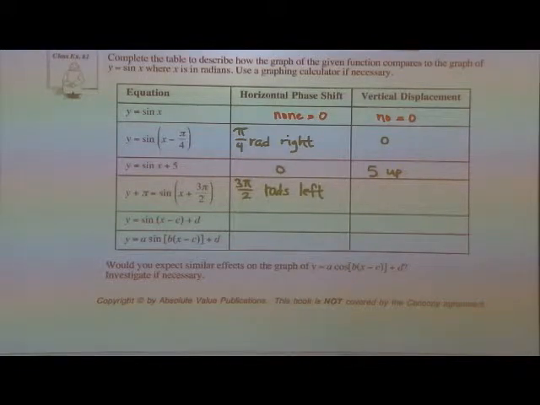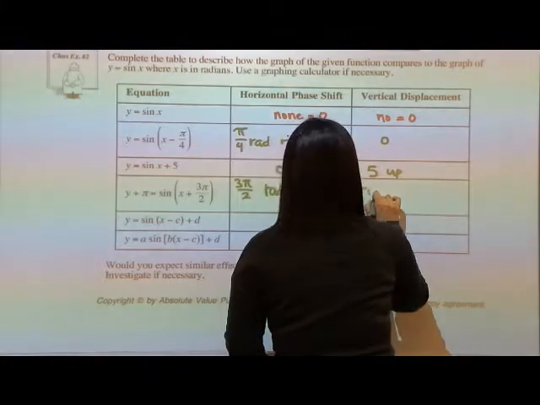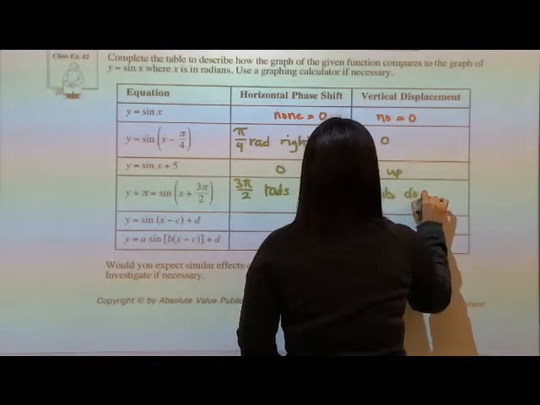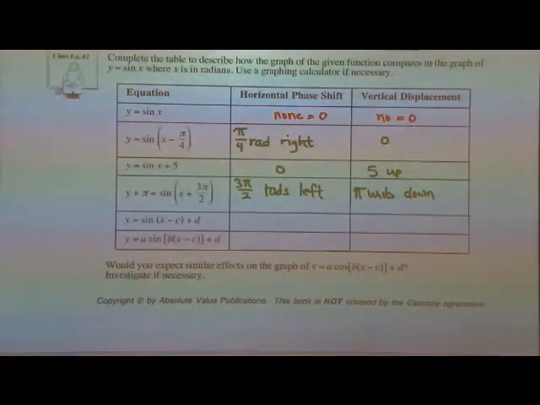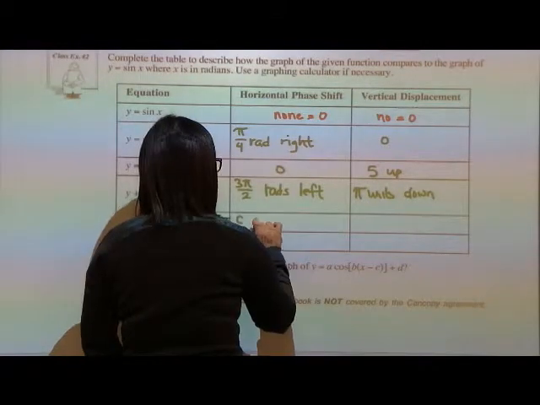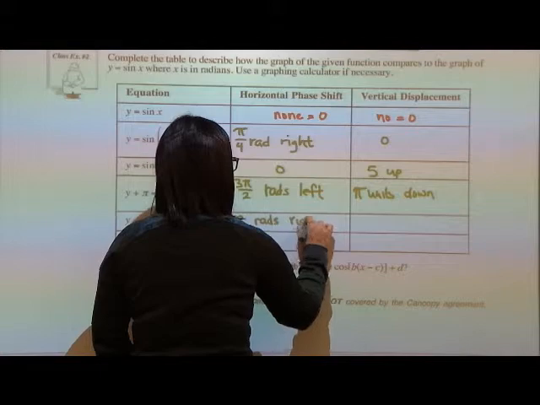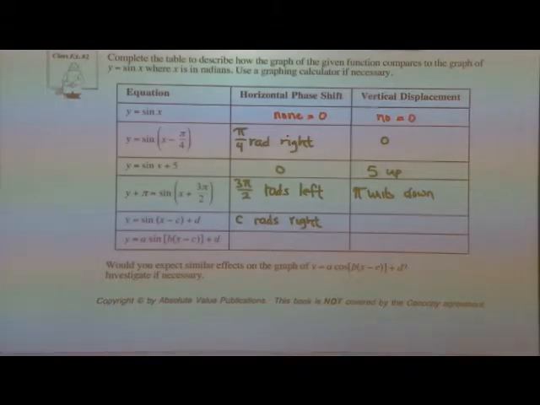Pi units down. Or pi radians down. Pi units down. So it's not pi radians, it's pi units. Okay, if I have y equals sine of x minus c plus d, what's my horizontal phase shift? And what is my vertical displacement? D units up.